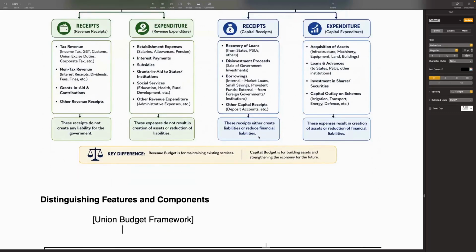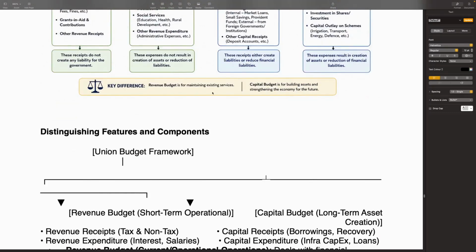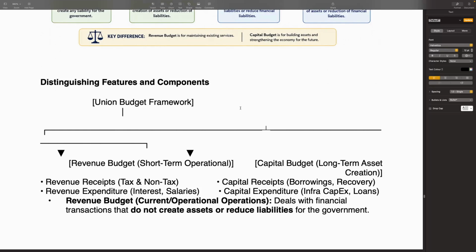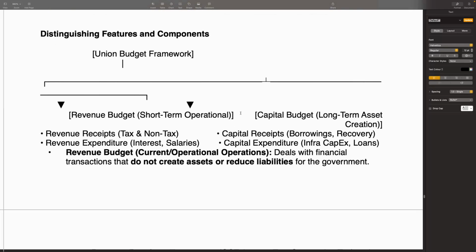Key differences: the revenue budget is for maintaining existing services, while the capital budget is for building assets and strengthening the economy of the future. Distinguishing features and components, Union Budget framework. Revenue budget: short-term, operational. Capital budget: long-term asset creation. You can go through this, receipts and all.